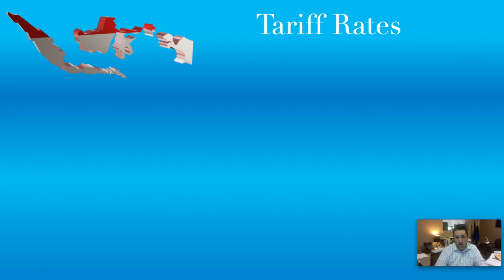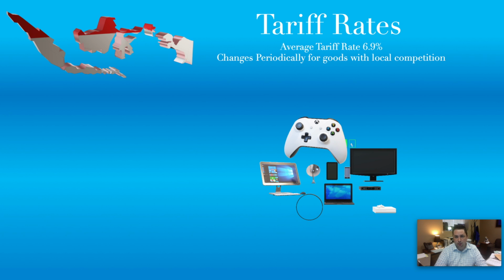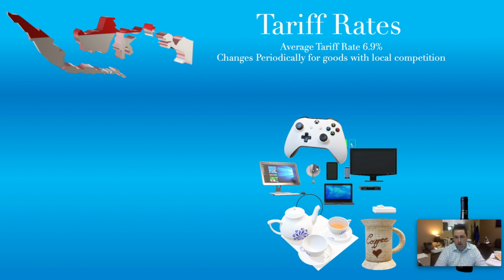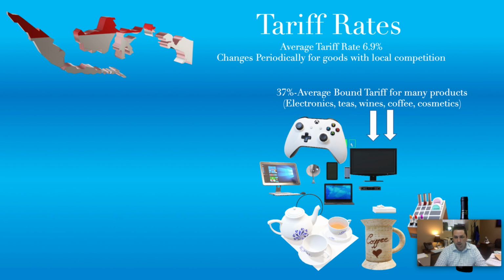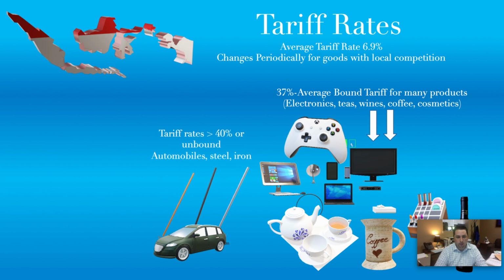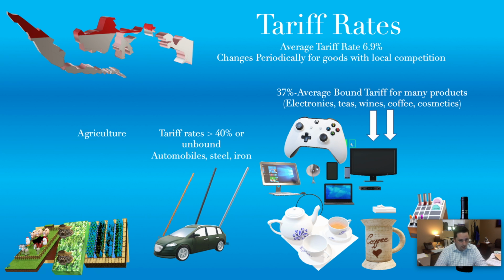As we take a look at tariff rates, Indonesia is definitely going to have the most barriers in the oceanic region for the United States. Average tariff rate 6.9, but it's going to change with goods and local competition. You see electronics, tea, coffee, wine, cosmetics, they're going to have an average 37% bound tariff. Automobiles and iron and steel are going to have a tariff rate of either greater than 40%, in some cases even unbound. Agriculture, you're going to see 1,300 products with at least a 40% tariff binding. Fresh potatoes are going to have a 50% tariff binding.